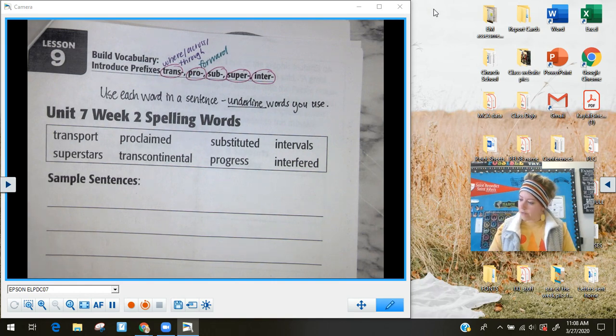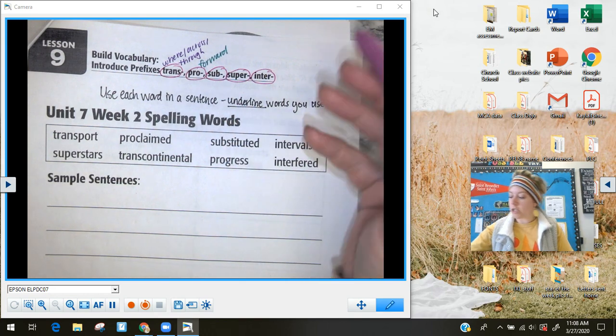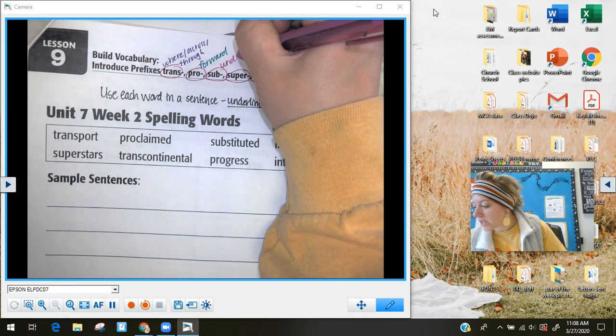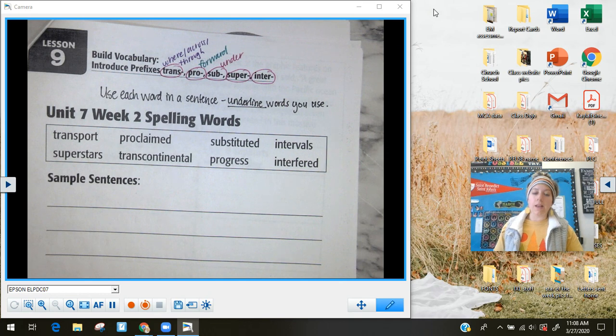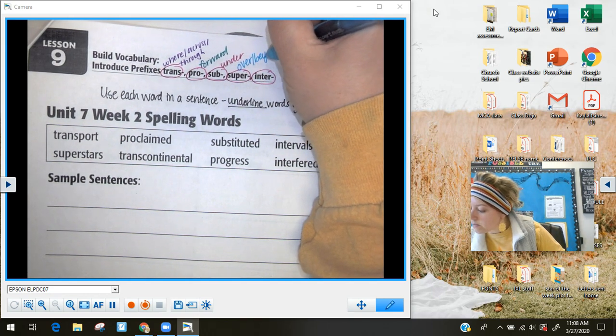Then we have the prefix sub, which means under. Well, that's pretty easy. If we think of a submarine, they are underneath the water, okay? Super, the prefix super means over or beyond.